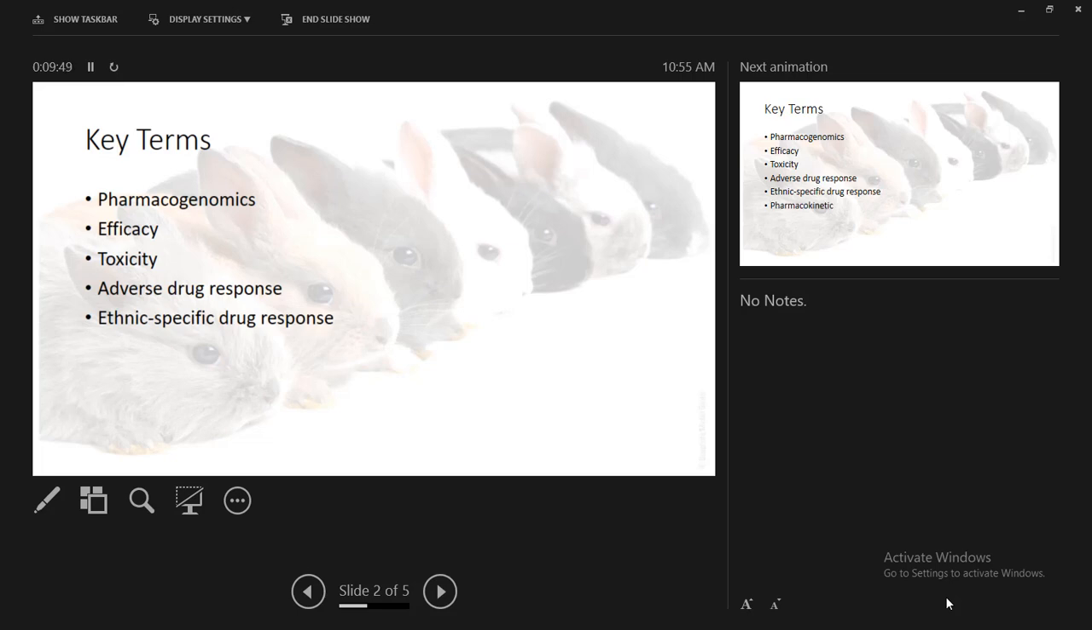Ethnic specific drug response. It is understood that there is a relationship between genotype and response to drugs. This is a term that the author of this chapter is pointing out as misleading. Very rarely do you have something where this ethnic group is always going to respond to the drug in this way, right?